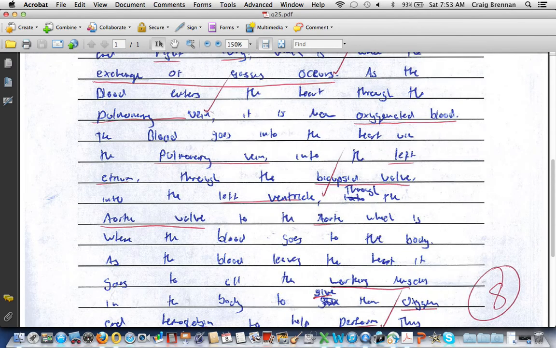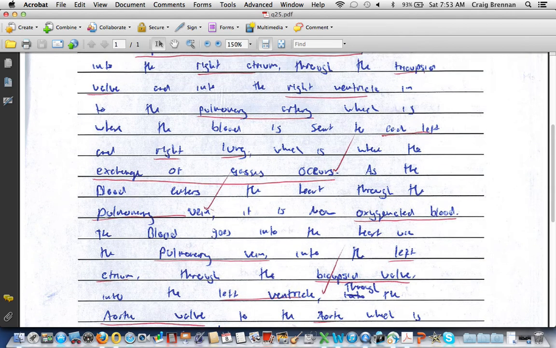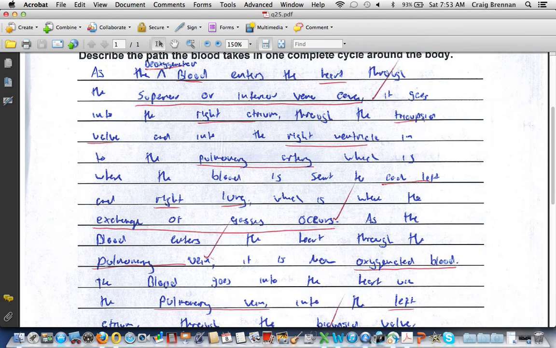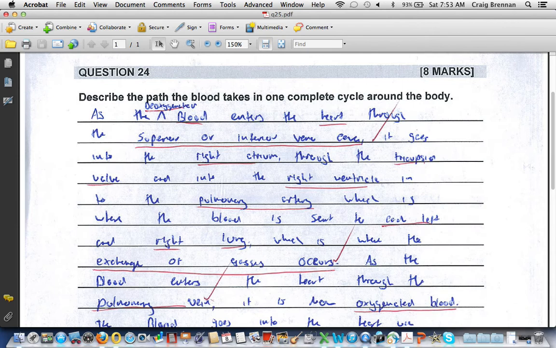That's an excellent answer. He started off with deoxygenated blood at the top here. He's covered all 4 chambers of the heart. He's looked at all the main arteries and the veins. He's gone through the aorta. He spoke about the valves. He's even explained oxygenated and deoxygenated blood. He's tied in the exchange of gases. That's the path. So this answer would be describing the path that blood takes in one complete cycle. So that's an excellent response and very, very well structured. So well done to this student.